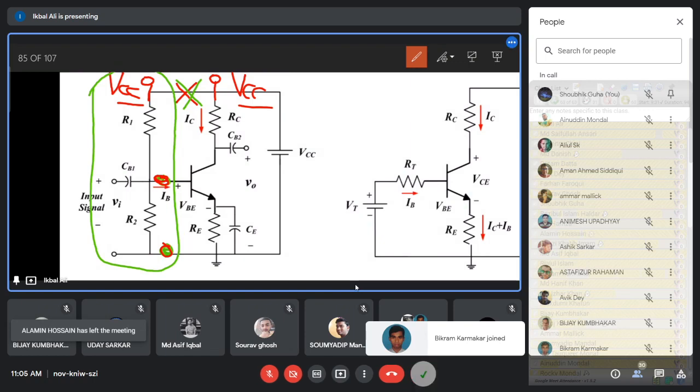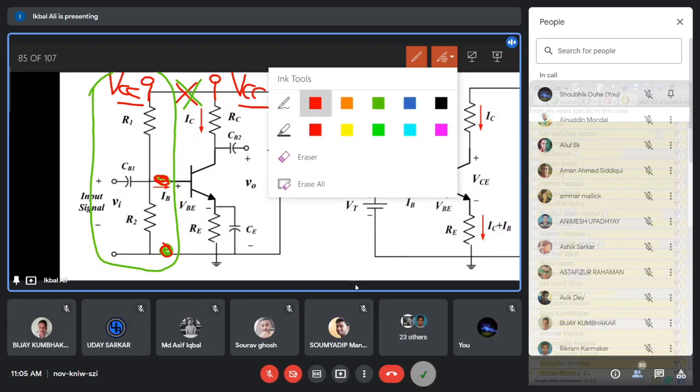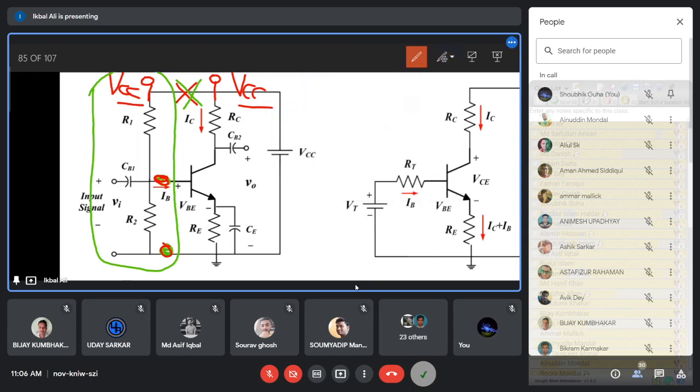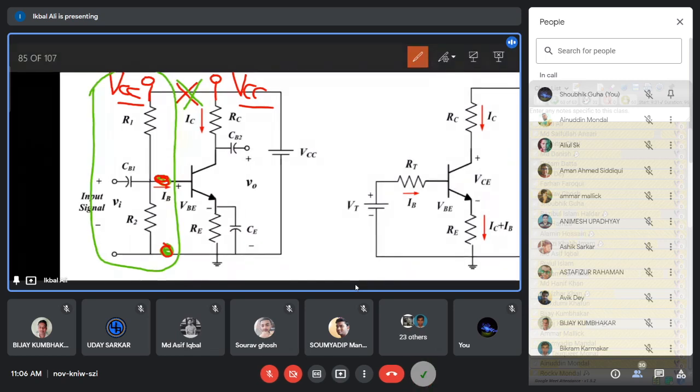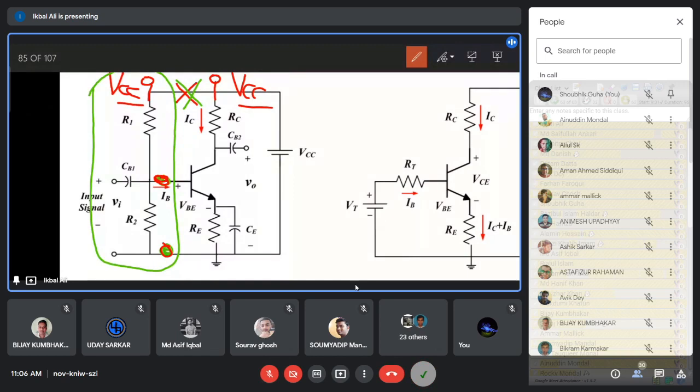Why is it so? Because what you are doing here is you have separated the VCC here, 2 VCC. So this green portion of the circuit is completely separated from the right-hand side portion, and we are applying Thevenin's theorem only to this portion of the circuit.